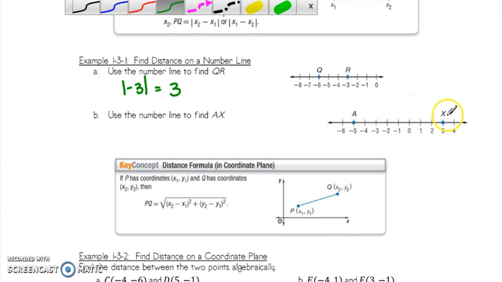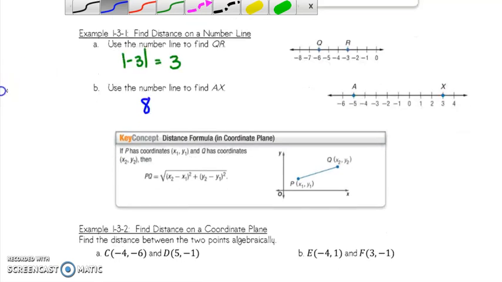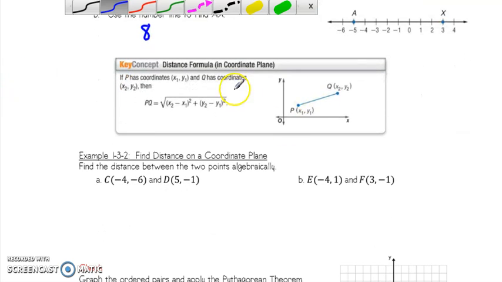In this next one, from A to X, if you want to try that one on your own, you can. Do the difference of -5 and 3, and then find the absolute value, or you can also count. And that is 8. So now we get into distance in the coordinate plane, or the distance formula, which you've seen in the past.